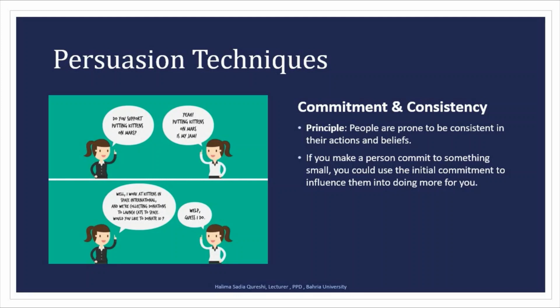In the picture as well, you can see that someone is promoting having kittens put on, because they need kittens to put on Mars for some sort of experiment. So they have made people commit to something, and then asked for something really big, which is followed with consistency because they have already committed.